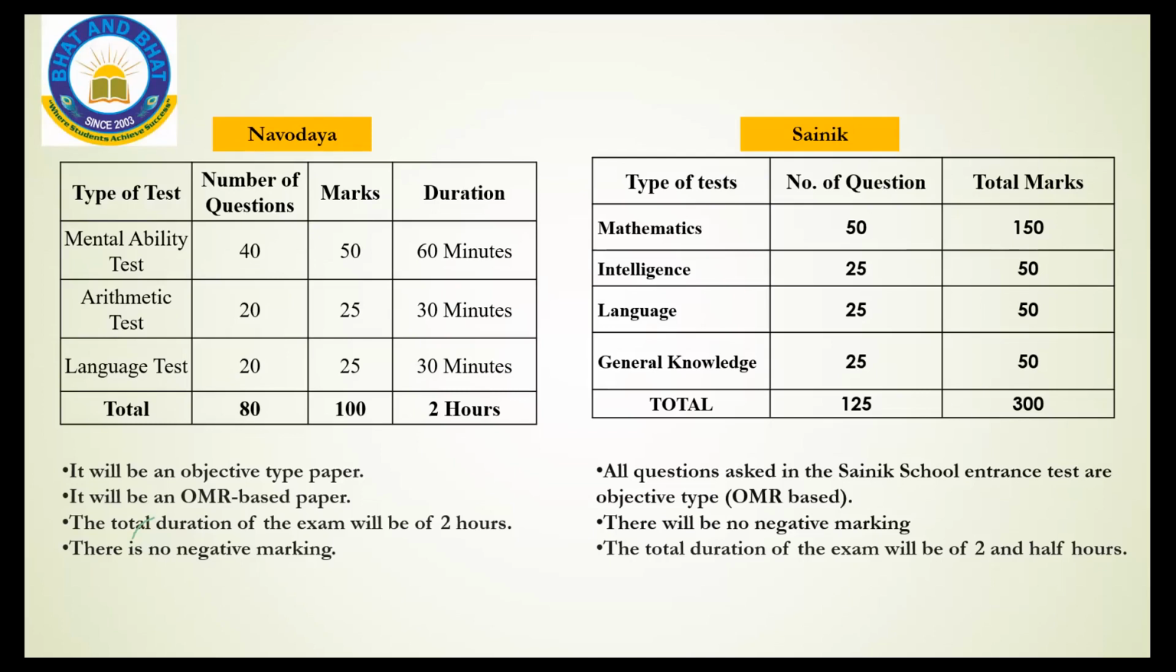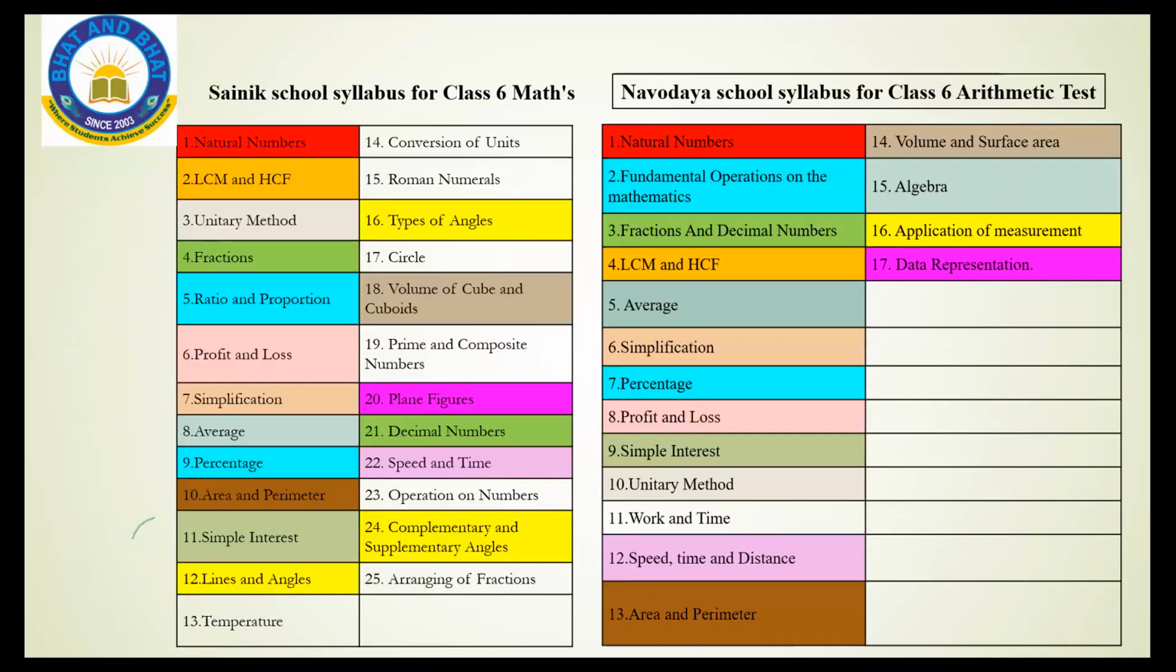The total duration of the examination is 2.5 hours. In Navodaya, it is only 2 hours for a 100-mark question paper. Here, for a 300-mark question paper, they are providing only 2.5 hours. This is the difference between the test patterns of Navodaya and Sainik.